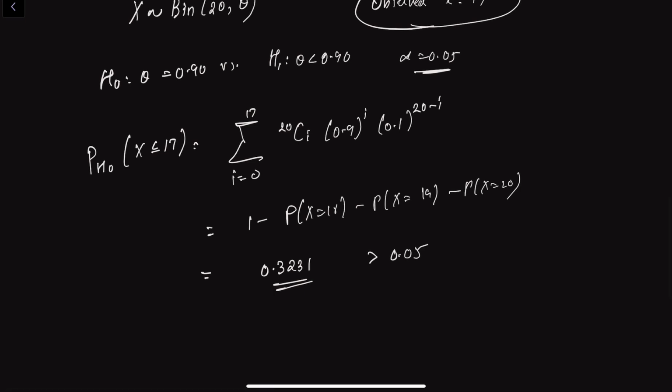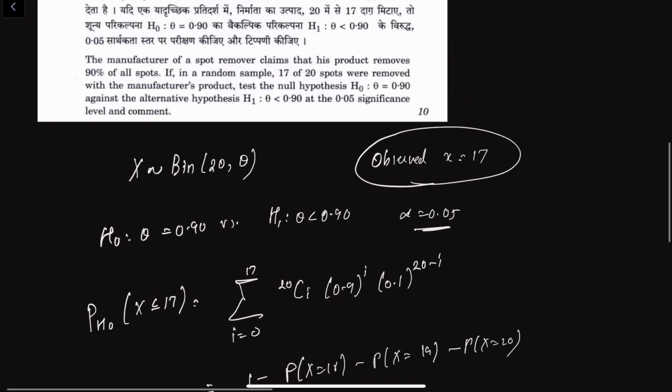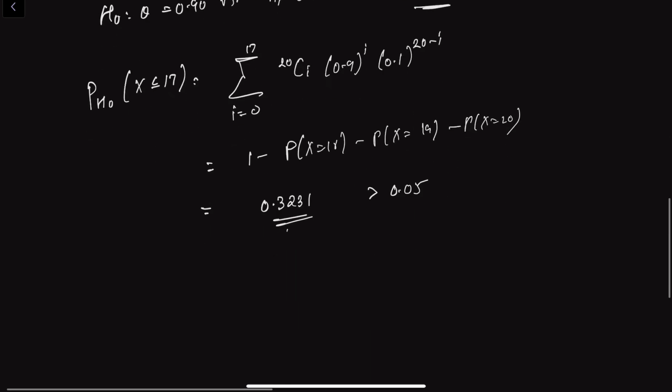Therefore, since the p-value is greater than 0.05, we fail to reject H0 at the 5% level. That means there is insufficient evidence in the sample to conclude the true removal probability is less than 0.90. Observing 17 removals out of 20 is not unusually low under this claim made by the manufacturer, of around 90% success. So this data is not contradicting the manufacturer's claim at the 5% level, based on the value that we are getting.